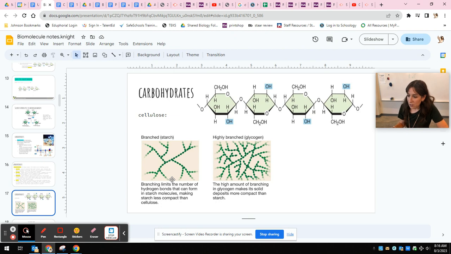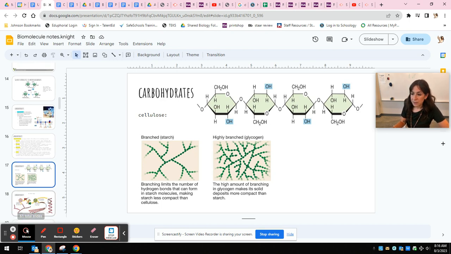Here is glycogen versus starch. Here's starch right here. Each of those green things is a single sugar molecule, and here you can see it's just thousands all bonded together. Here is glycogen, and it's more highly branched, and therefore more dense, and there's going to be more glucose per unit space.